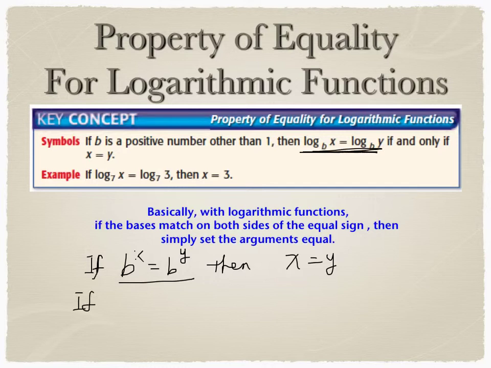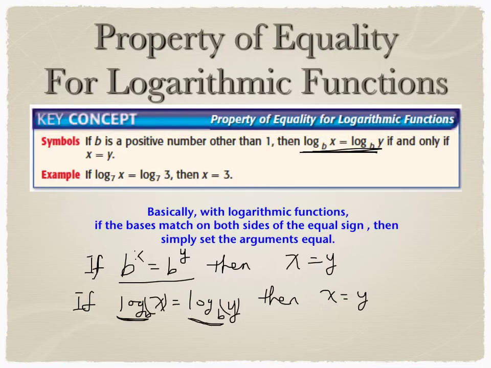If the log base b of x is equal to the log base b of y, then x equals y. Okay, so if the outside part is the same, then I can set the arguments equal to each other. Then simply set the arguments equal if the bases match on both sides of the equal sign.